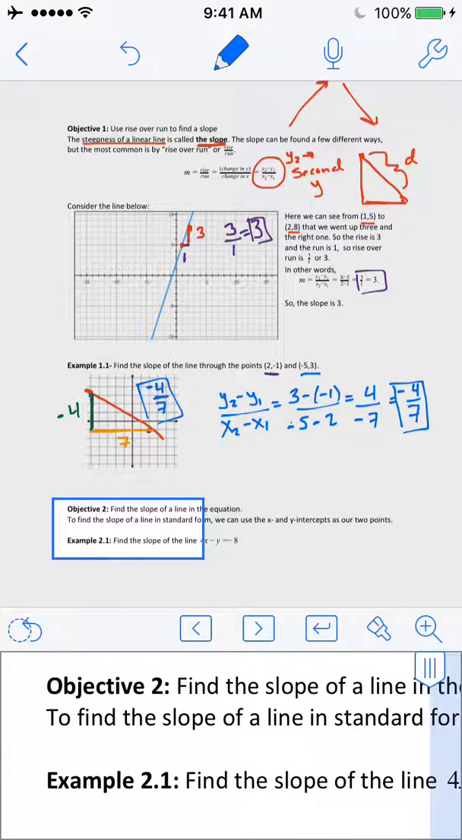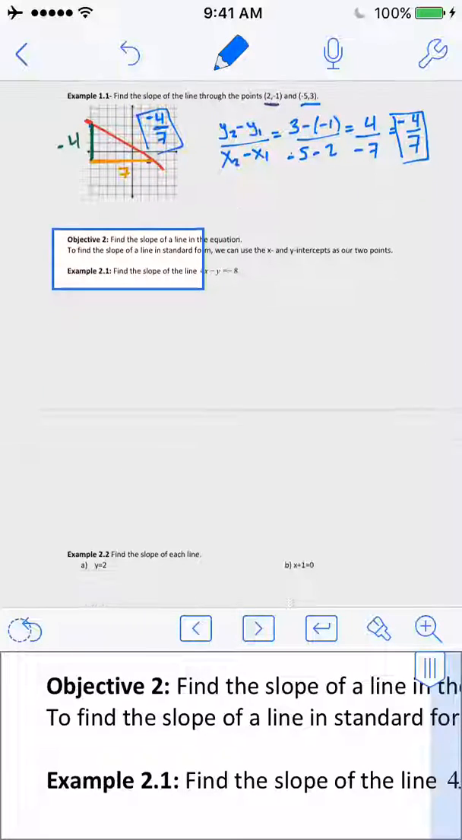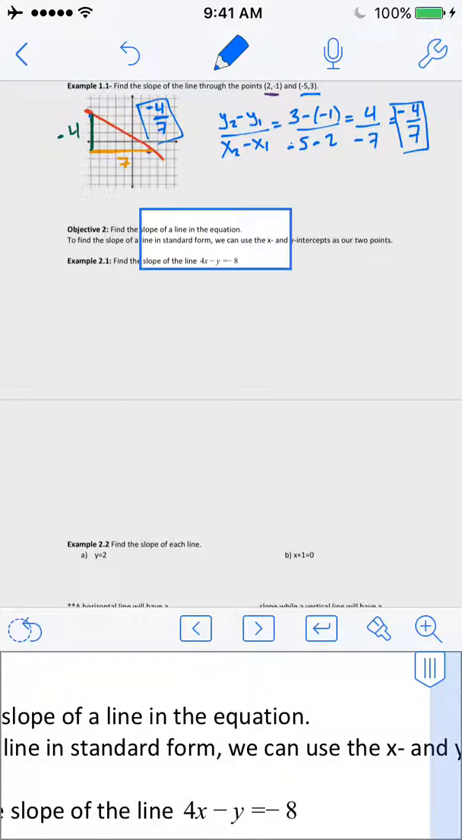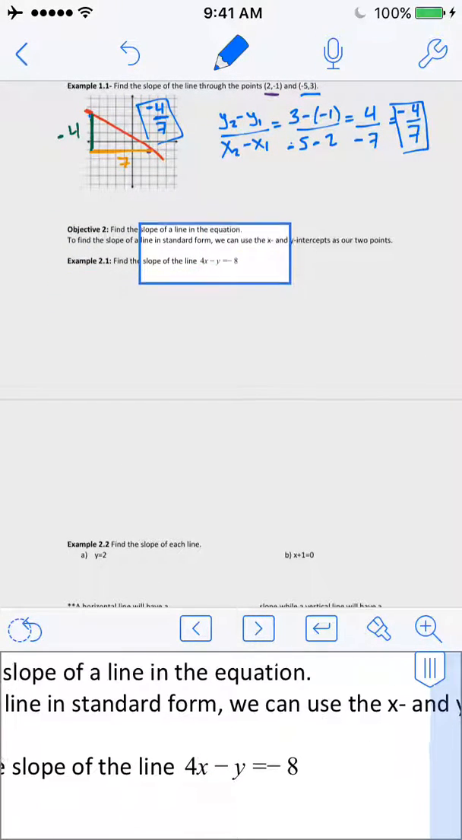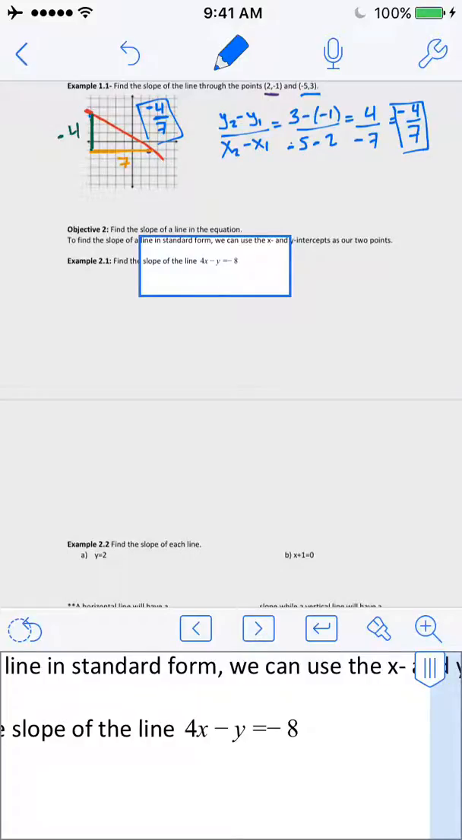Alrighty, let's take a look at this, finding the slope again, right? We'll find the slope, but this time we're going to do it from an equation. So we've got this equation here, 4x minus y equals -8. Recall, this is what it looks like in standard form, where you've got a number times x minus another number times y equals a constant. So ax plus by equals c.